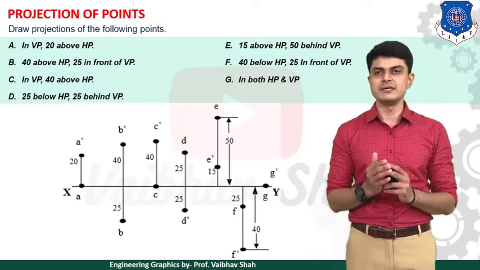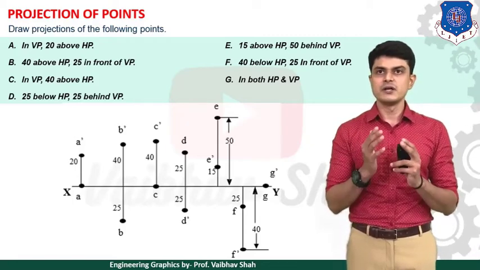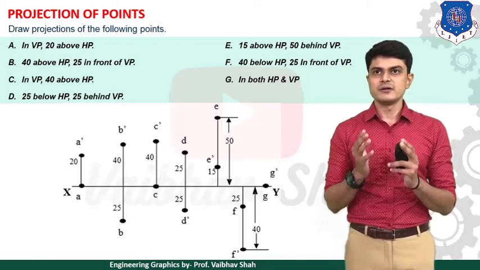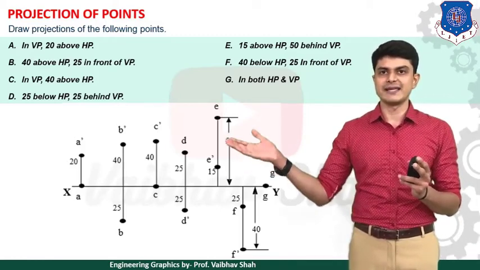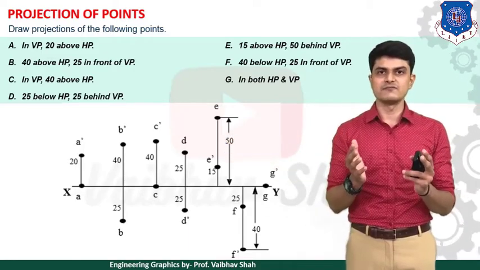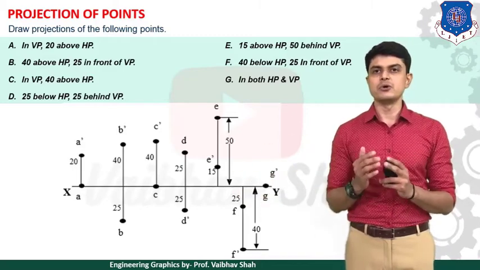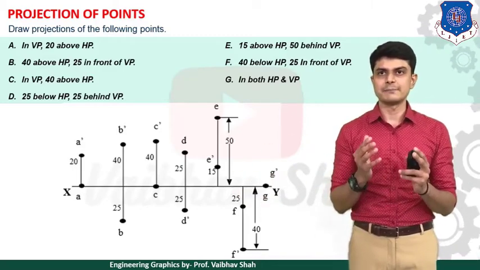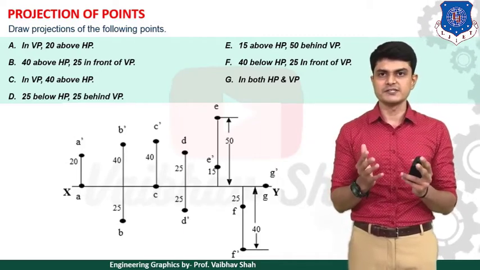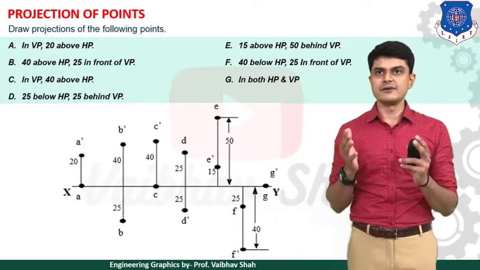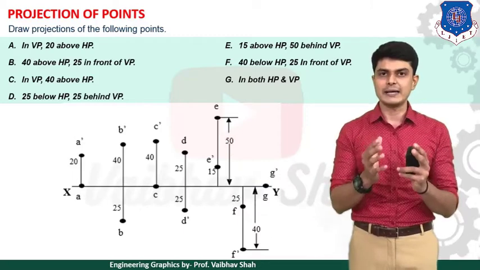Let us see point B: 40 mm above HP and 25 mm in front of VP. 40 mm above HP means point B dash is 40 mm above the XY line, as you can see, and in front means below. So your point B is 25 mm below your XY line. Third, example C: in VP and 40 mm above HP. In VP means your point C would be on the XY line itself, and since the point is above HP, your point C dash is 40 mm above the XY line.